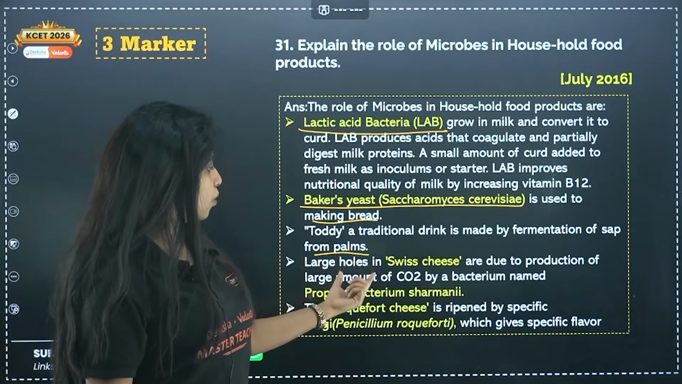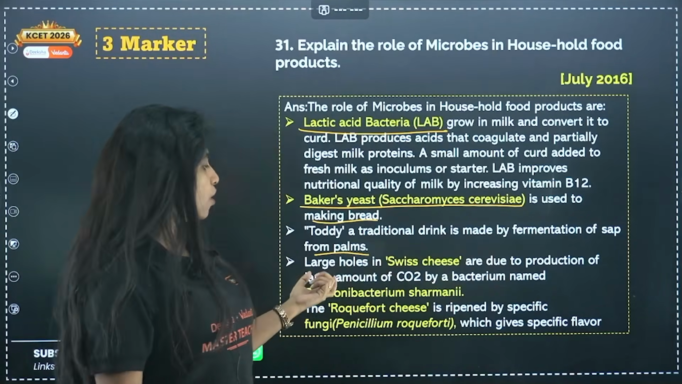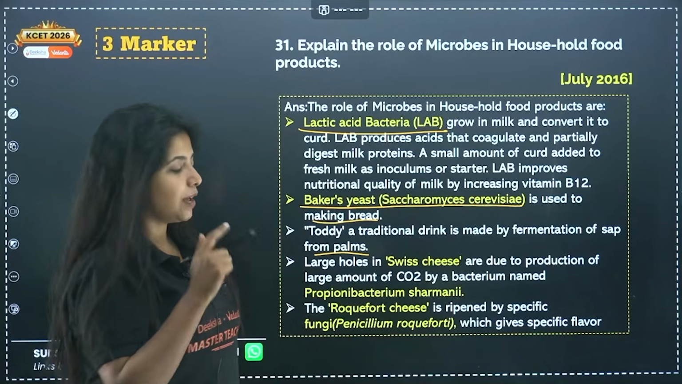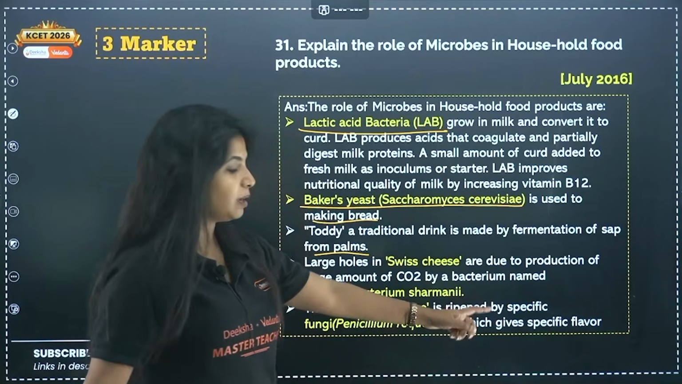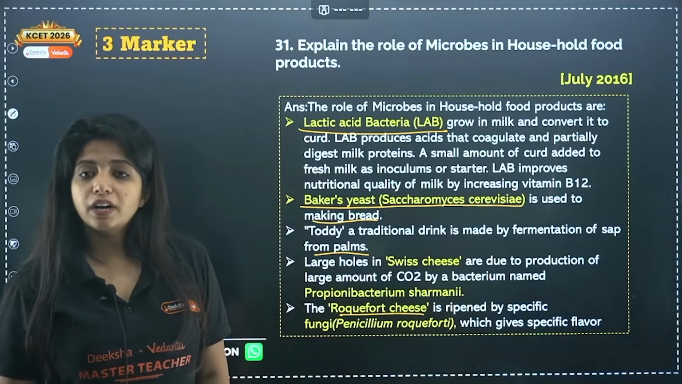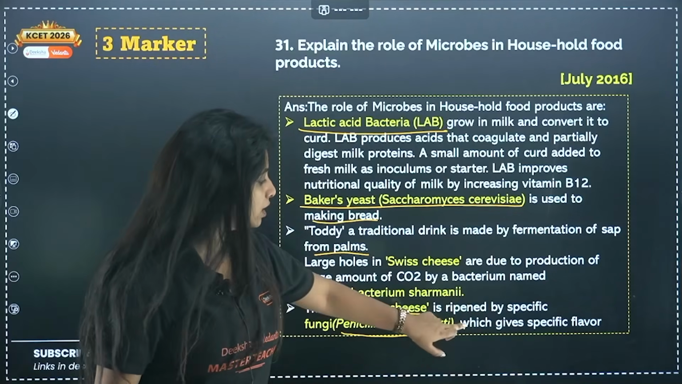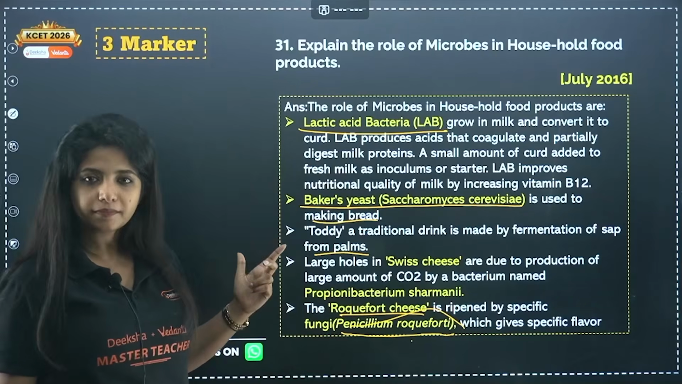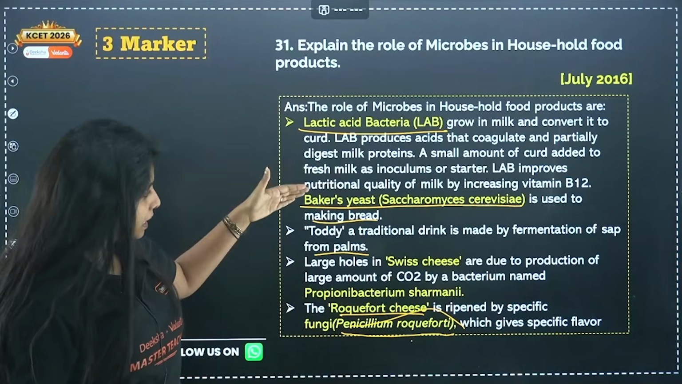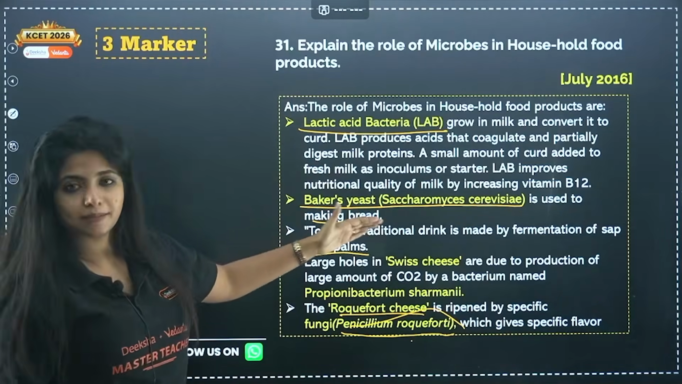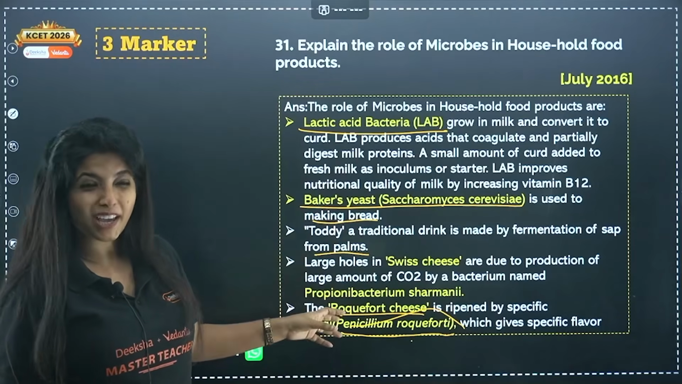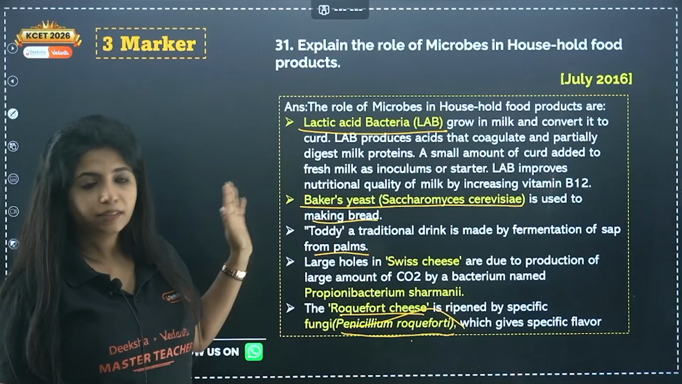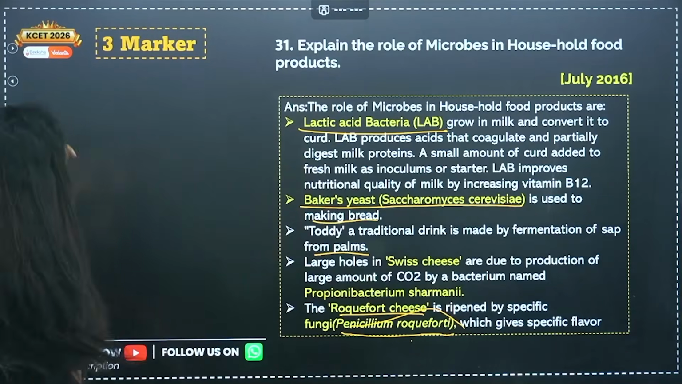Now, large holes in the Swiss cheese are due to production of a large amount of CO2 from Propionibacterium shermani. And there is Roquefort cheese, which is ripened by a specific fungus, Penicillium roqueforti. The name is not given in NCERT. You don't need to remember that, but at least remember it's a fungus. So: lactic acid bacteria, baker's yeast, toddy, Swiss cheese with Propionibacterium shermani, and Roquefort cheese by fungi. They are for household products.